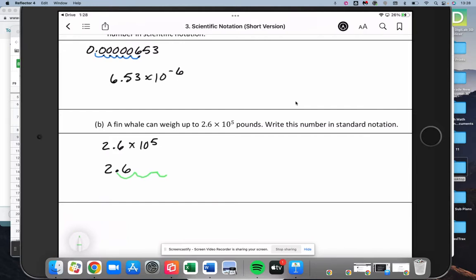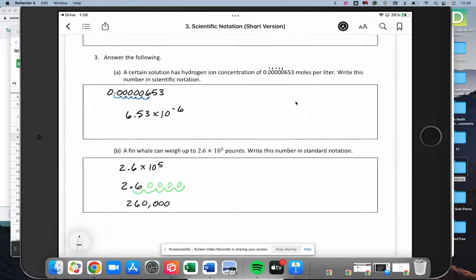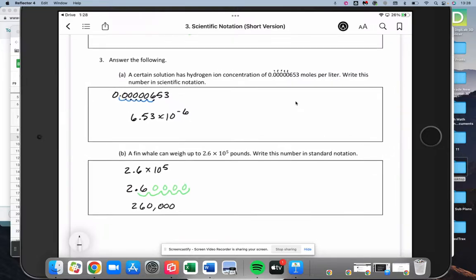1, 2, that was a terrible drawing right there. So 1, 2, 3, 4, 5. Fill those with zeros. So we will have 4 zeros, and so our finished number is going to be 260,000. So a fin whale can weigh up to 260,000 pounds. That's a lot. Alrighty, I'll pause there so you can take a look at that if you need to, and then I'm moving on to page number 2.